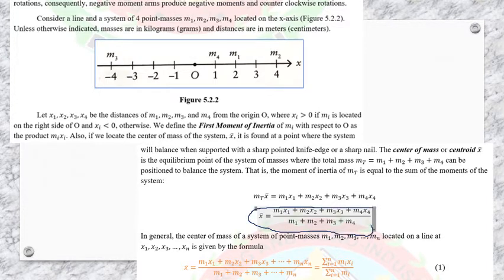Okay, in general class, the center of mass of a system of point masses m sub 1 to m sub n located on a line at x sub 1 to x sub n is given by this formula. So, x bar is just equal to the summation of m sub i times x sub i, ibig sabihin nun yung total mass multiplied by the distances, divided by the total mass where i ranges from 1 to n. Okay, so ito yung isa sa formula ng center of mass natin.